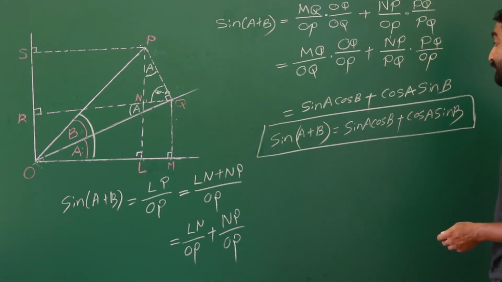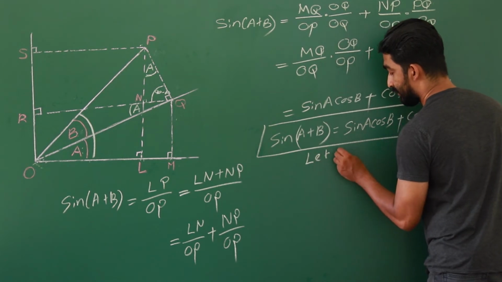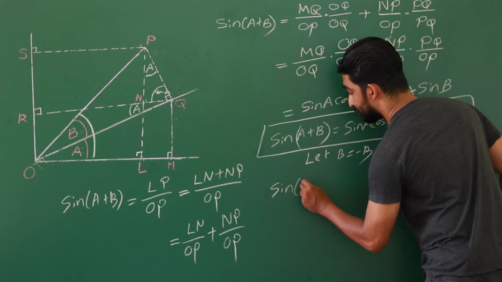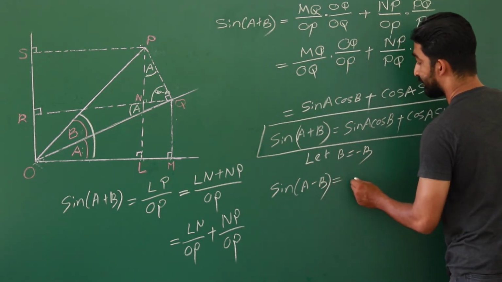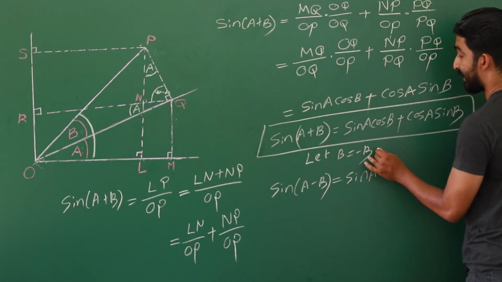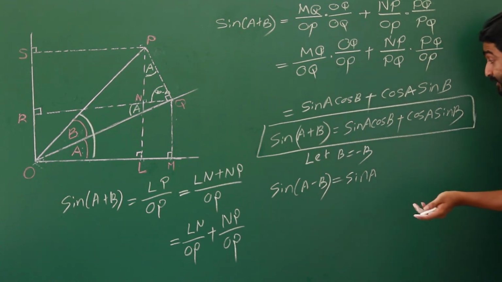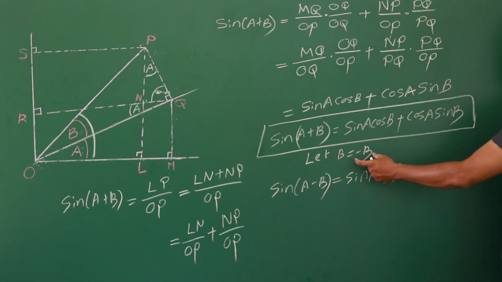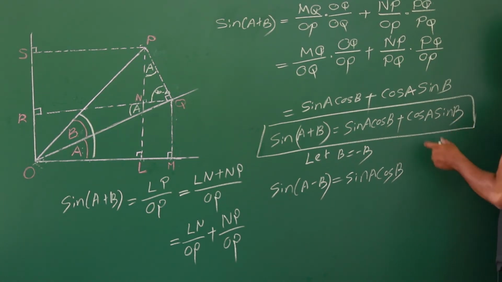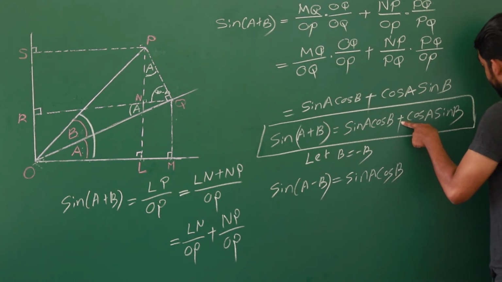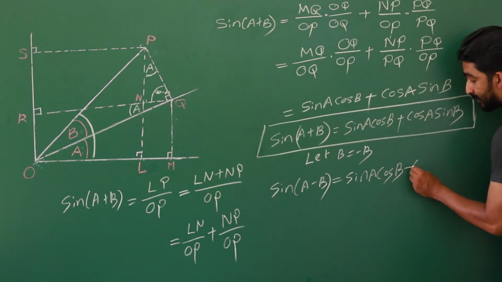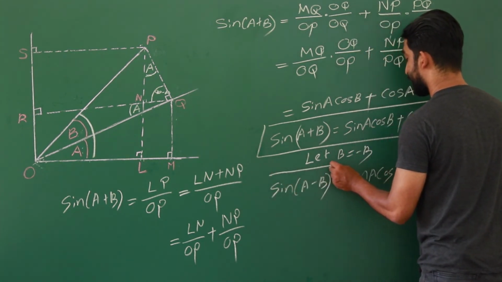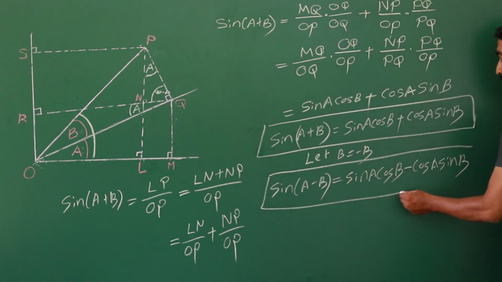Now similarly to what we did previously, we'll substitute B equals minus B. So when B is minus B, this will be sin A minus B, and sin A cos minus B. Cos minus B is again cos B, because cos minus theta is cos theta. Now when you substitute minus B here, it is sin minus B, which means minus sin B, and that minus will be multiplied by this plus, so it will be minus cos A sin B. So we have our fourth sum difference trigonometric identity, which is sin A minus B equals sin A cos B minus cos A sin B.